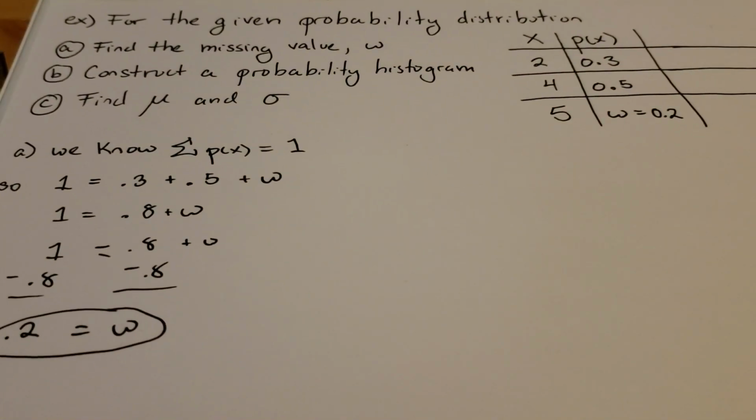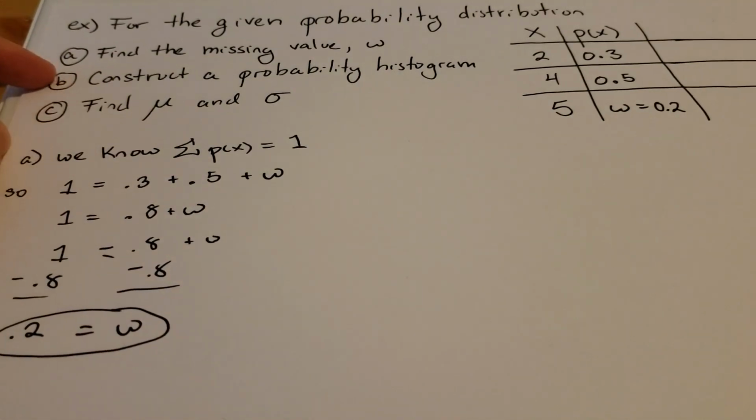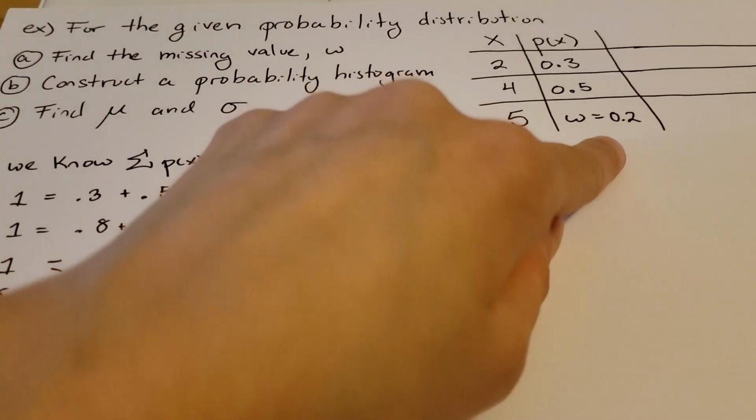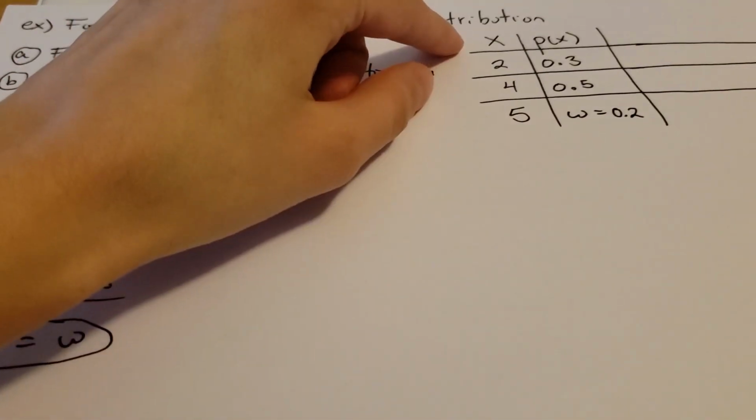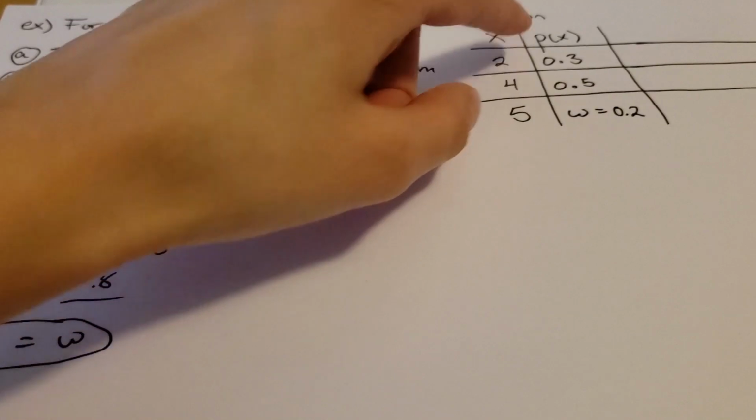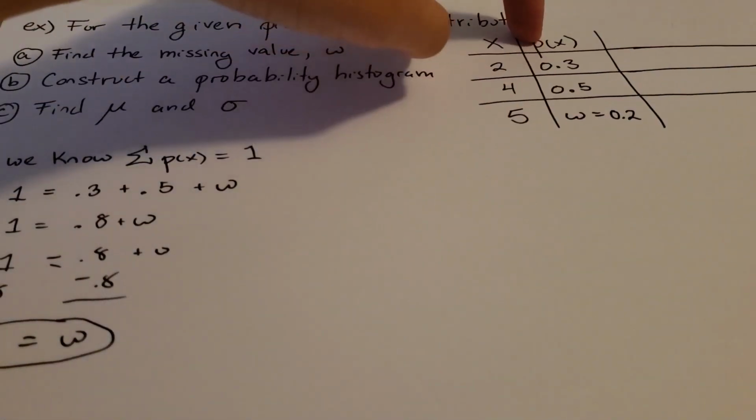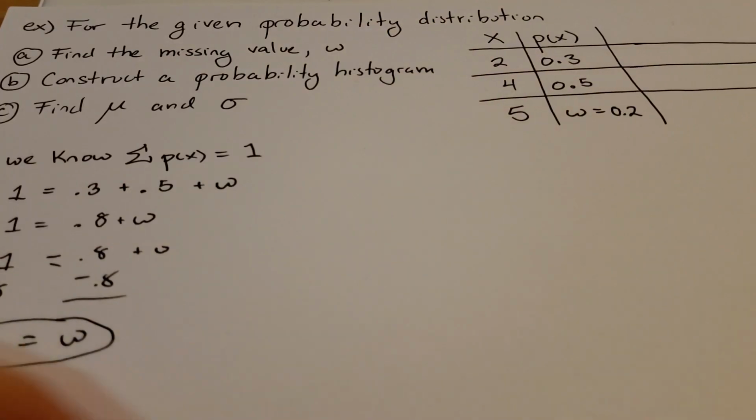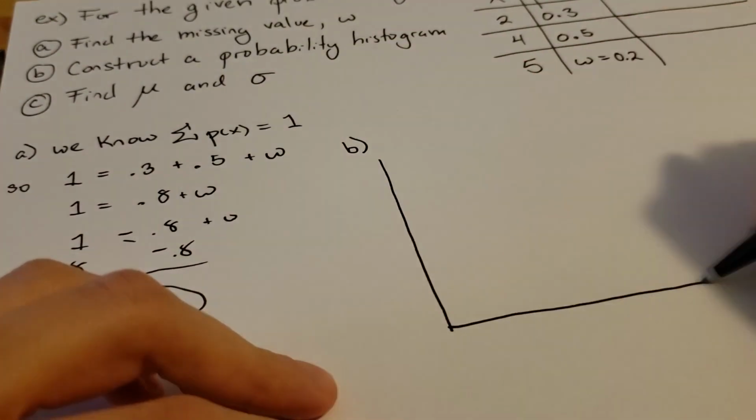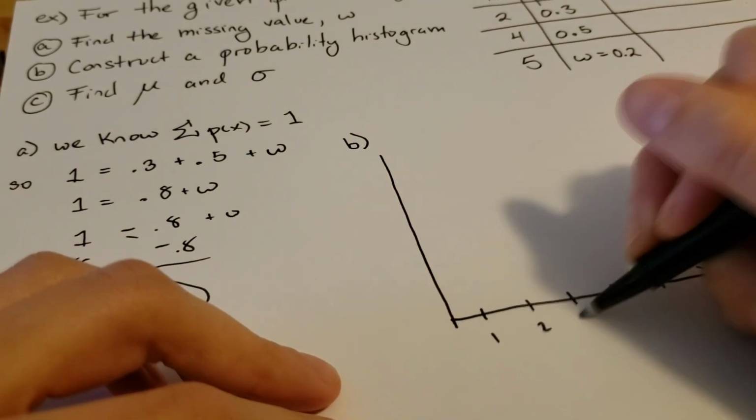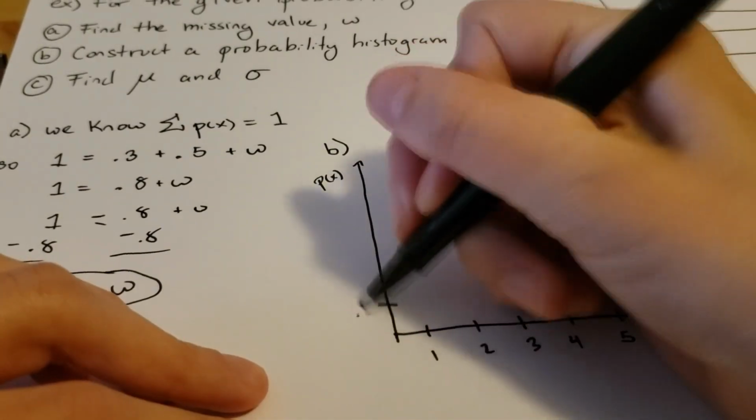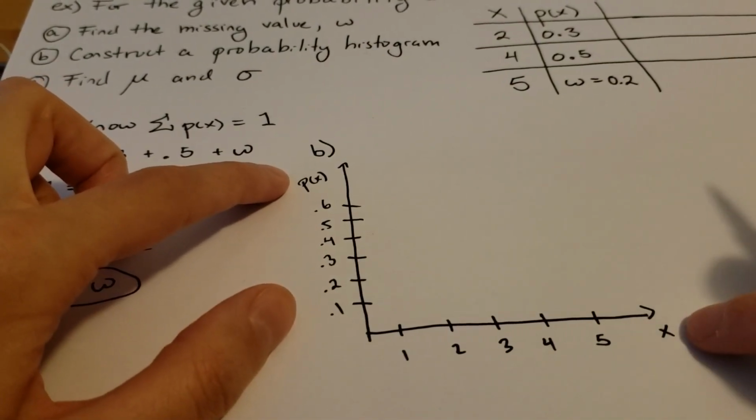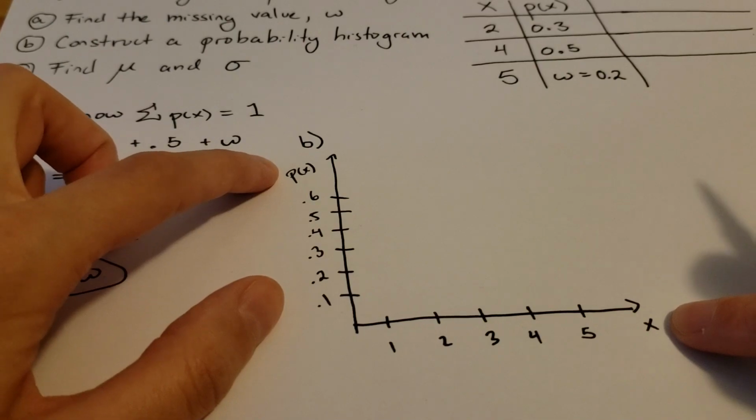Okay. Now that we've done that, we can move on to the next part of our problem, which is to construct a probability histogram. Now that we know what this missing p of x value is, we have all of our possible outcomes and we have their probabilities. So the probabilities will go on the y-axis and all of the possible outcomes will go on the x-axis. Probabilities on the y-axis, possible outcomes or x values on the x-axis.